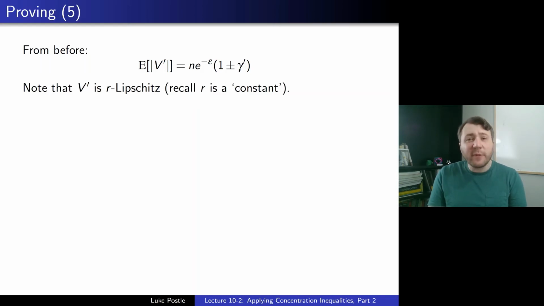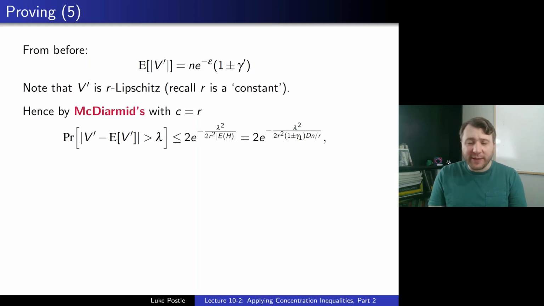So even though it's not the sum of independent random variables, it depends on these independent trials, and changing one changes it by at most r. So now you think we're almost done, because we could apply McDiarmid's. So we'd apply McDiarmid's, where the change constant is this r, this uniformity, to find that the probability of V prime minus its expectation being greater than lambda is at most 2e to the minus lambda squared over 2r squared times the number of trials it depends on, which would be e(H). So it would be all the edges of H, which we know from the previous is 1 plus or minus gamma 1 dn over r.